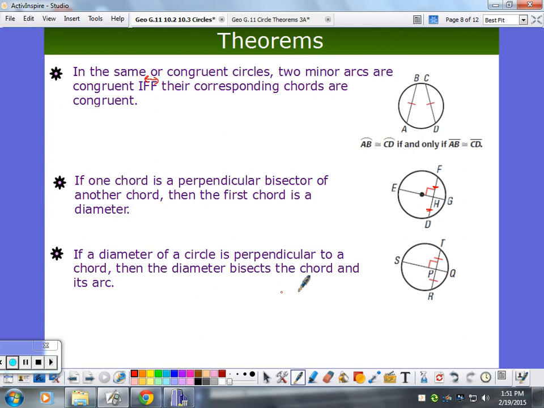This is kind of the converse. If a diameter of a circle is perpendicular to a chord, then it must be a bisector as well. So it's a little add-on to that one. That's why those two pictures kind of look the same.